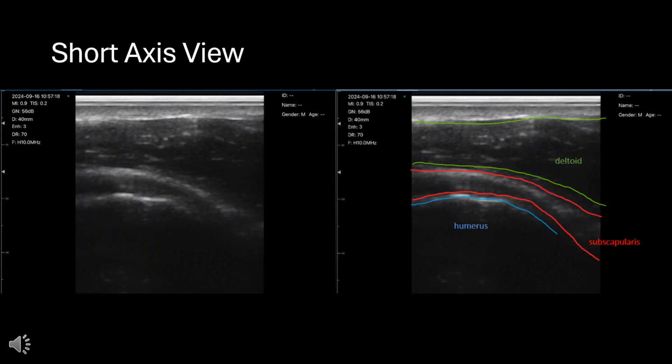In transverse view, we can identify the humerus by the reflective line of the bone's surface. The deltoid muscle has irregular striations within hypoechoic tissue, which gives a starry night appearance. The subscapularis tendon is between these structures, as seen by the hyperechoic dense striations.